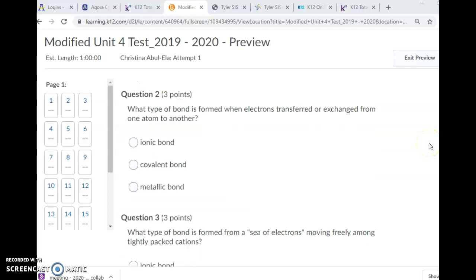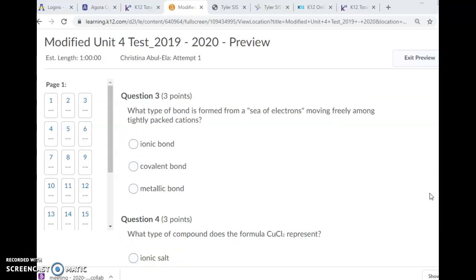Question number 2. What type of bond is formed when electrons transfer or exchange from one atom to another? An ionic bond, a covalent bond, metallic bond. Question 3. What type of bond is formed from a sea of electrons moving freely among tightly packed cations? Ionic bond, covalent bond, metallic bond.